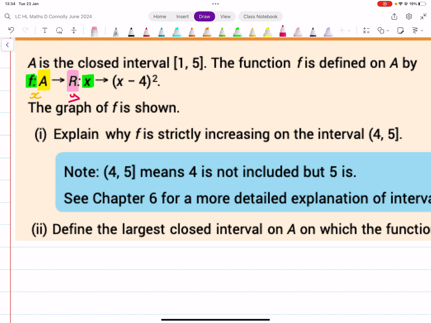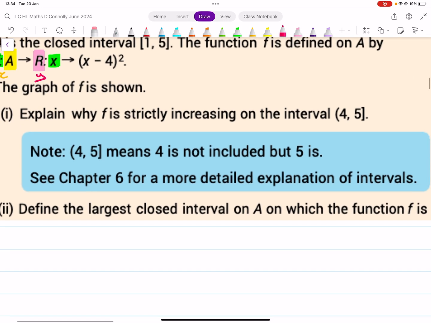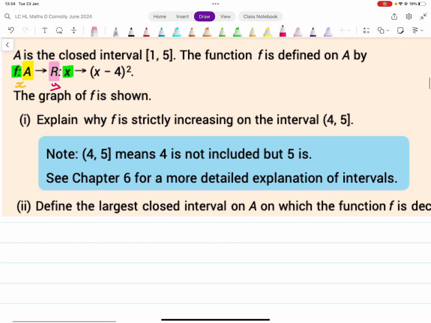Domain and the codomain, if you remember. So they're saying here that the x values are the A interval, which basically means the x values go from 1 to 5. And then the y values can be any real number, is what they're saying. And explain why f is strictly increasing on the interval 4 to 5. And the curved bracket of 4 means that 4 is not included. And the square bracket of 5 means that 5 is included.